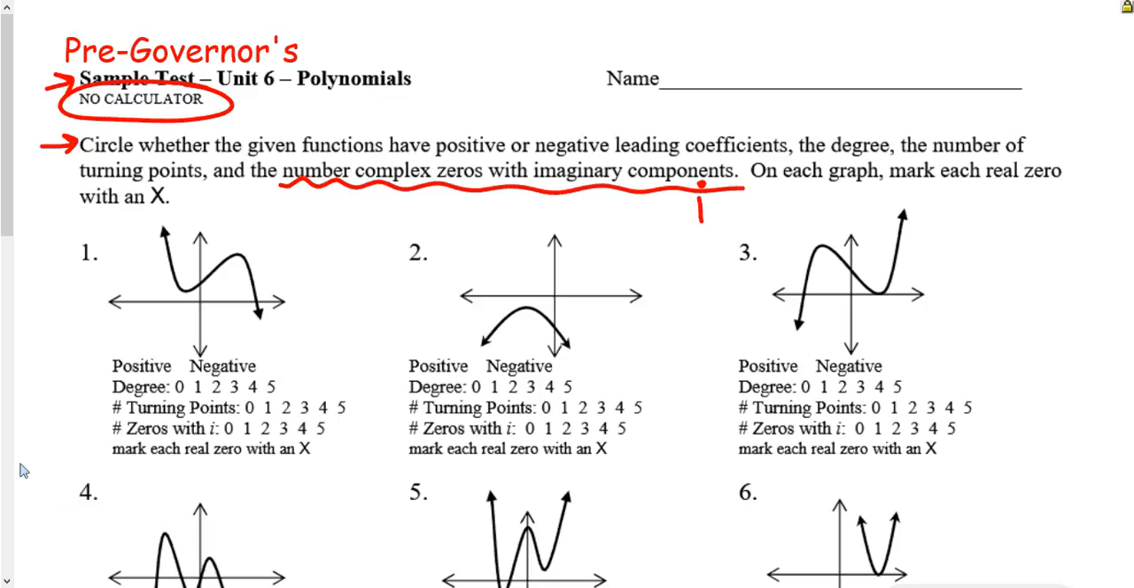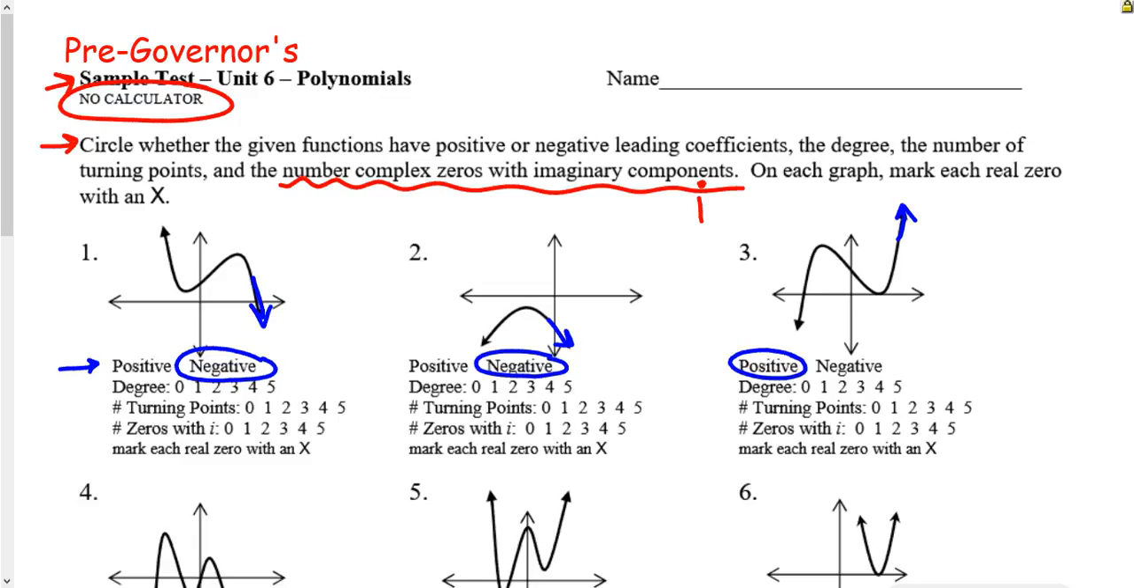First of all, if we're trying to figure out whether the leading coefficient is positive or negative, we want to look at the right side behavior. If the right side is headed down, that means that we're negative. It doesn't matter if we're an even or odd function. If the right side is pointing down, then we're negative. Over here on number 3, the right side is pointing up, so we're positive.